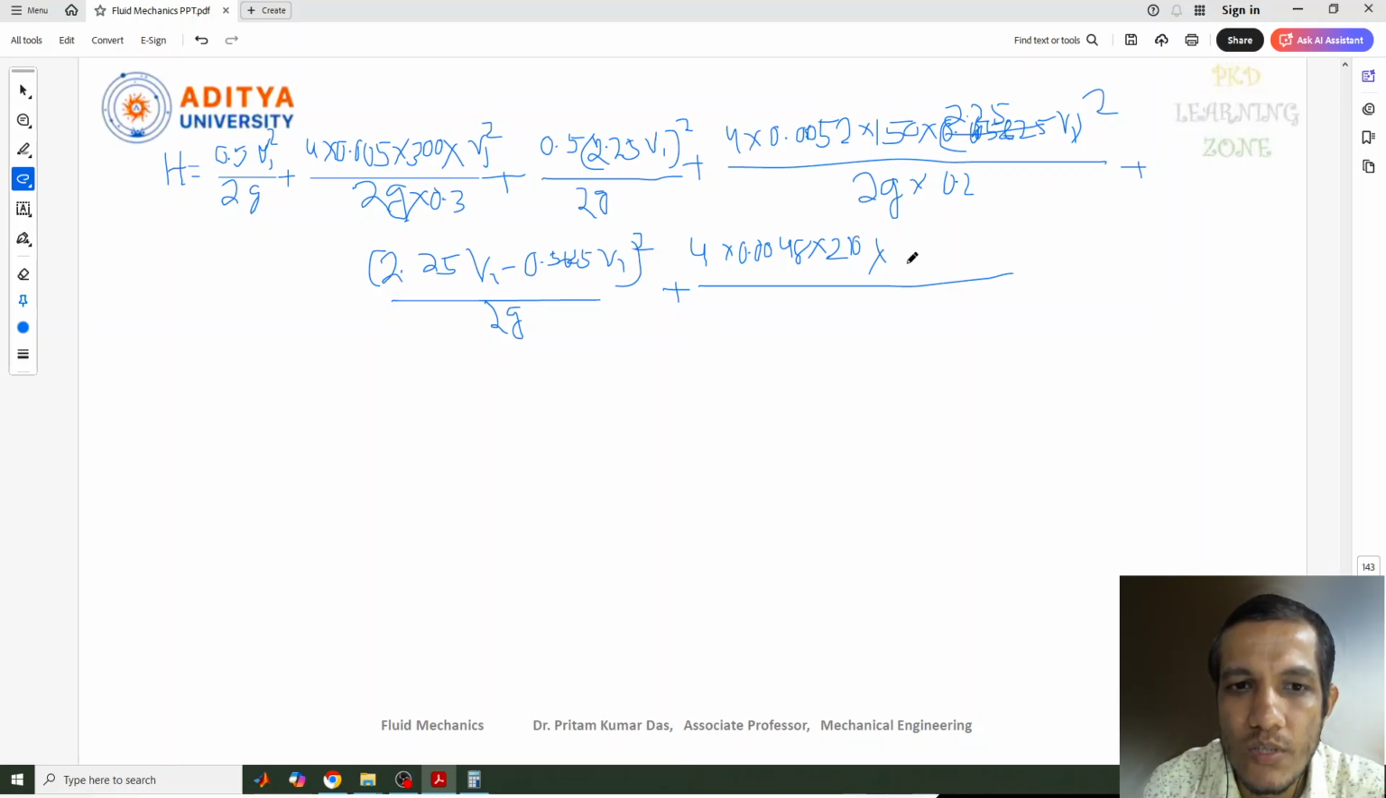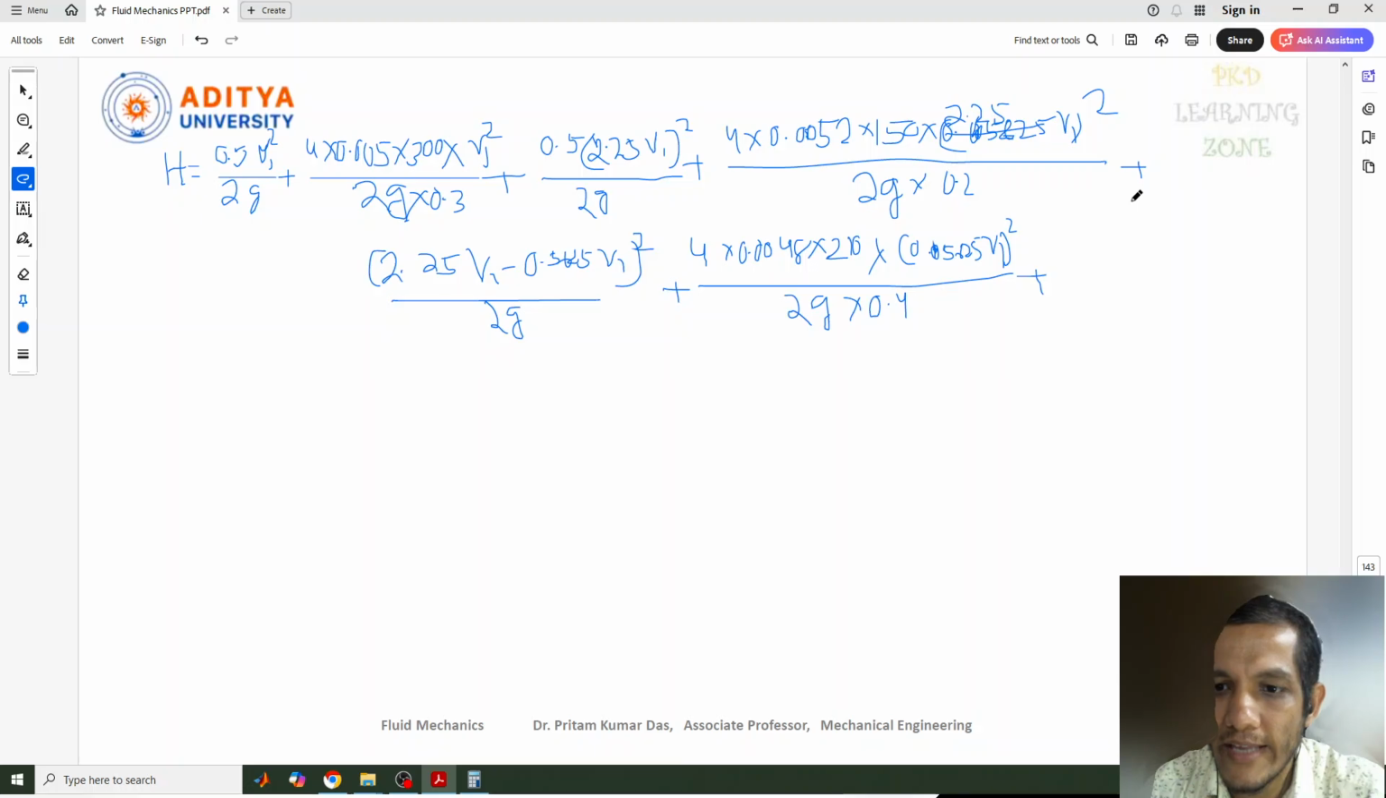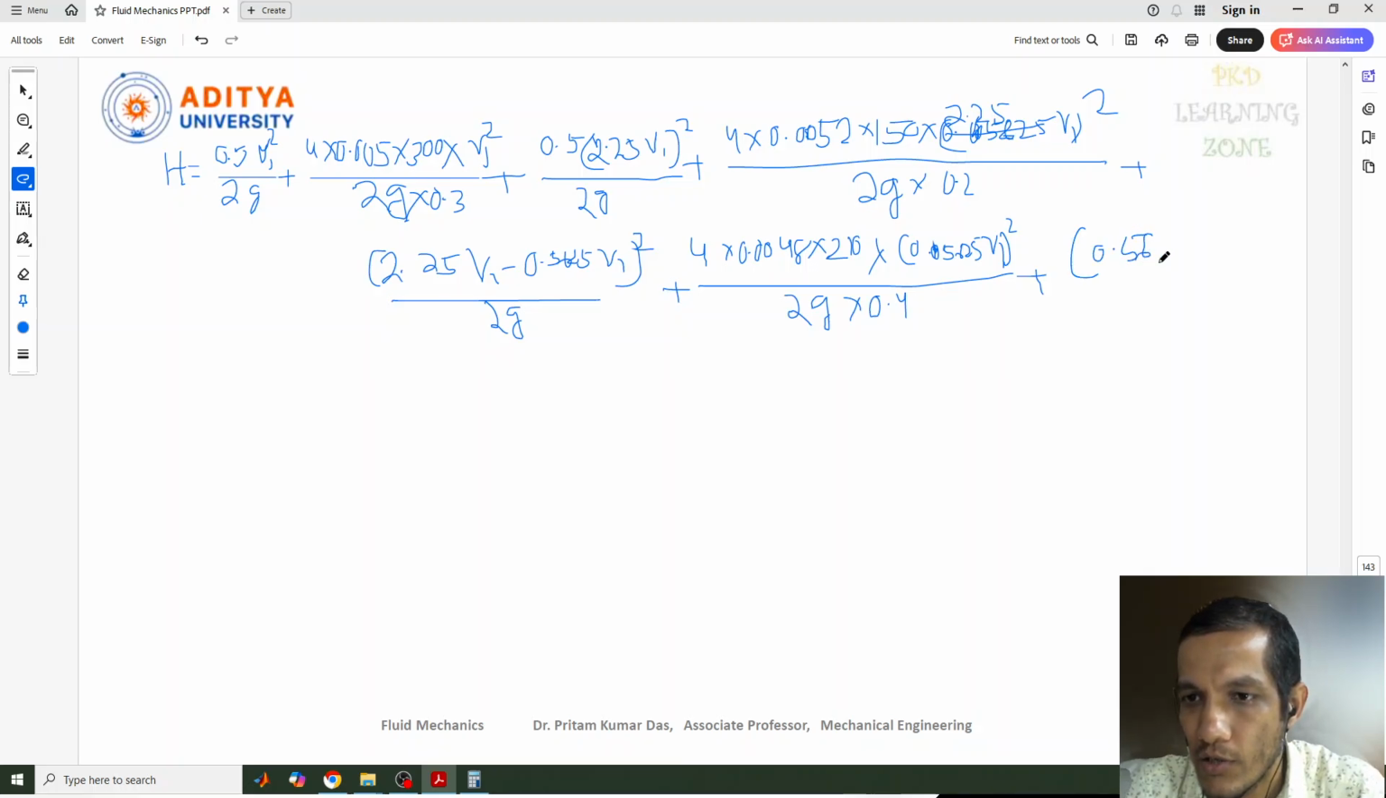Okay, now v3 here it will be like 0.5625 v1 square and divided by 3g. So 2g into d3 equal to 0.4. This is major loss. And finally, what is the exit loss is there? That is v3 by 2g. So v3 by 2 is nothing but 0.56. This is 25 whole square by 2 into g.